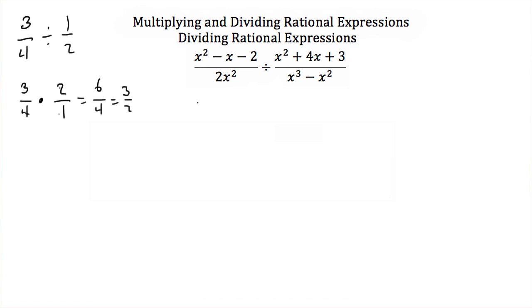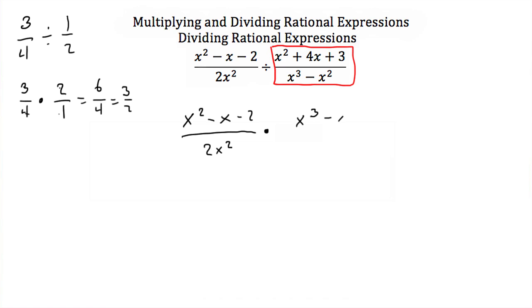Well, the same thing happens when we're dividing rational expressions. We just take our second expression and we multiply by its reciprocal. So this will be x squared minus x minus 2 over 2x squared, and we're going to multiply that by x cubed minus x squared over x squared plus 4x plus 3. So now again we have a multiplication problem.